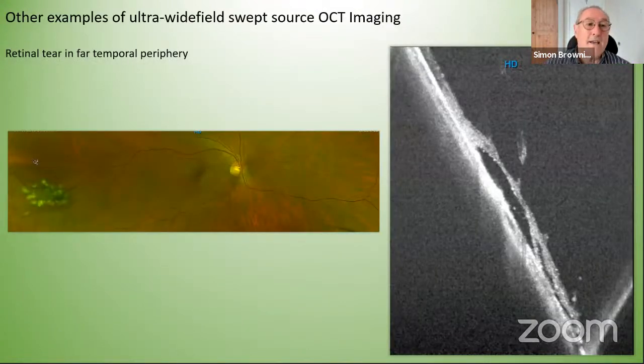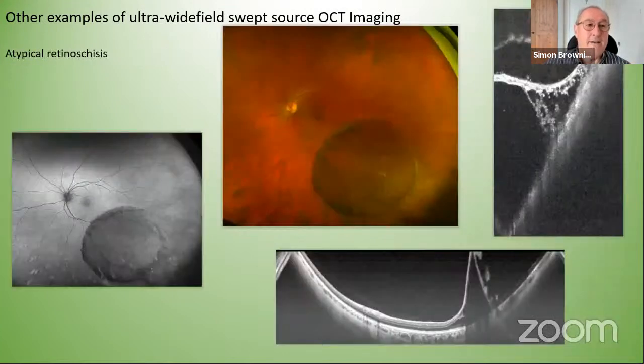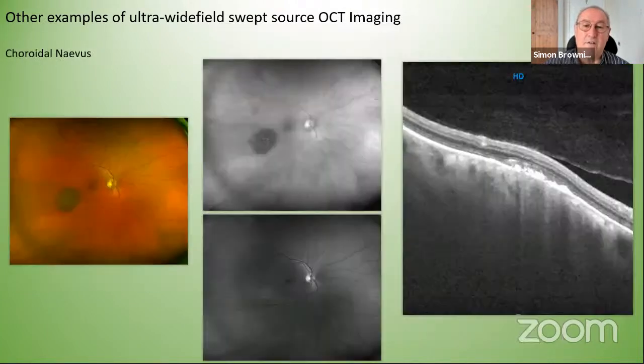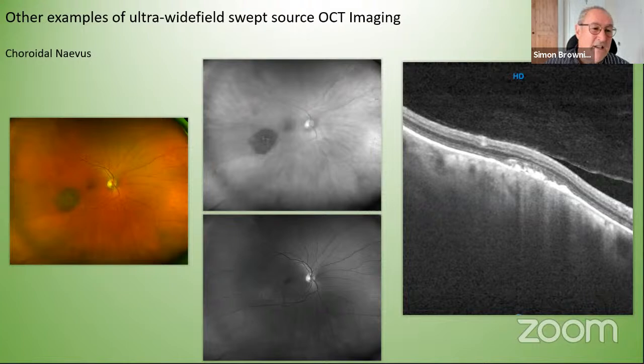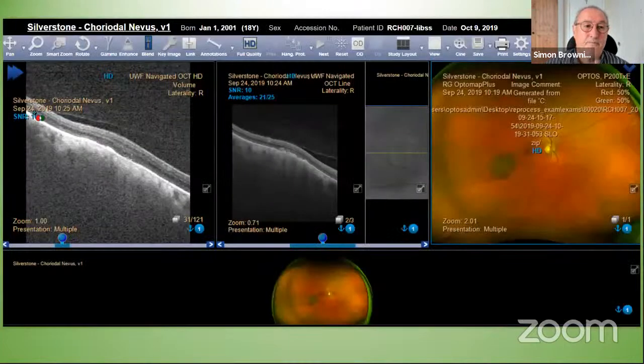Other examples here is a retinal tear in the temporal periphery. And here's an atypical retinoschisis. It's a rather odd one here. But again, once you carry out the OCT scan in the periphery, it very clearly shows you this is just a retinoschisis. Another choroidal nevus here. And again, is that orangey in the center? Difficult to tell. But when you go and do the OCT, you can immediately see that is a nevus and just needs monitoring as such.